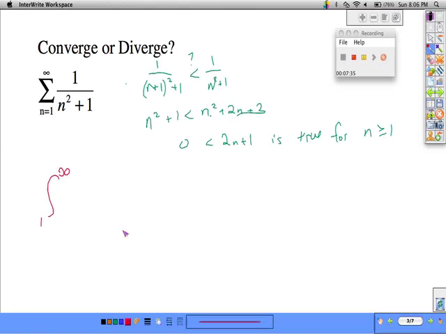The integral test again says take the integral from 1 to infinity of this function. And if this converges to some value, then our infinite series will also converge. And this 1 over x squared plus 1 is just the arctangent.